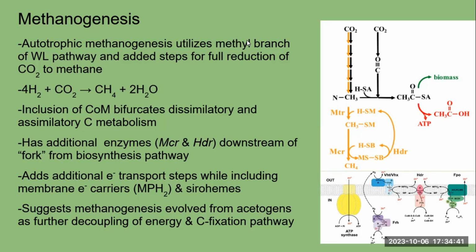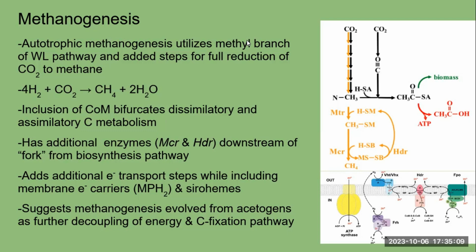The resulting methyl coenzyme M is reacted with coenzyme B, where the methyl group is reduced to methane, and coenzyme B is oxidized, forming a disulfide bond between it and coenzyme M. Two electrons taken from a hydrogen molecule are then used by a heterodisulfide reductase enzyme to reduce the disulfide bond to form a pair of SH or thiol groups, regenerating coenzymes M and B.